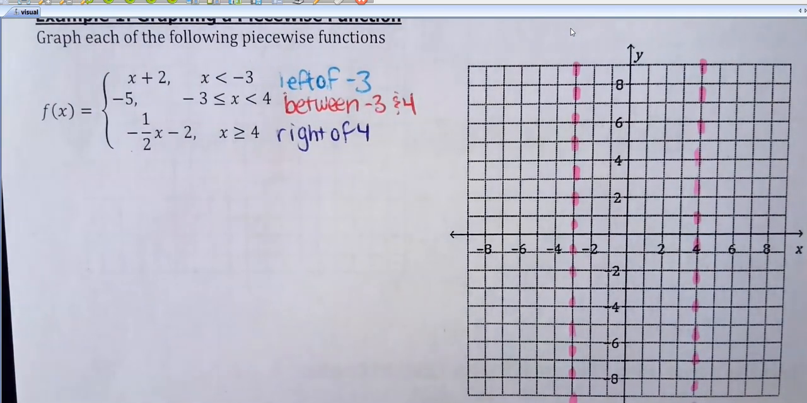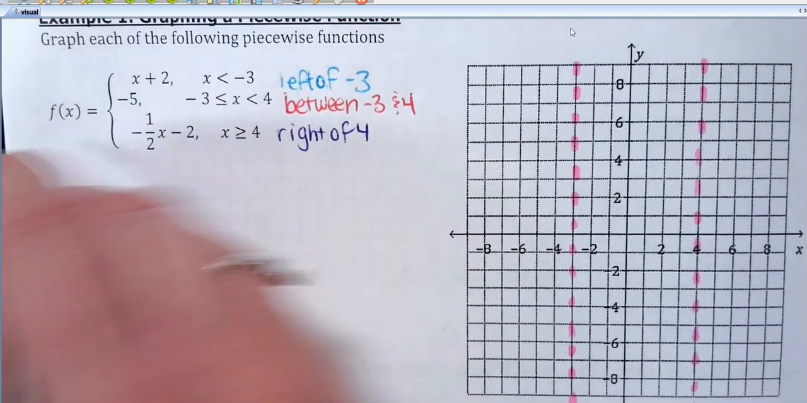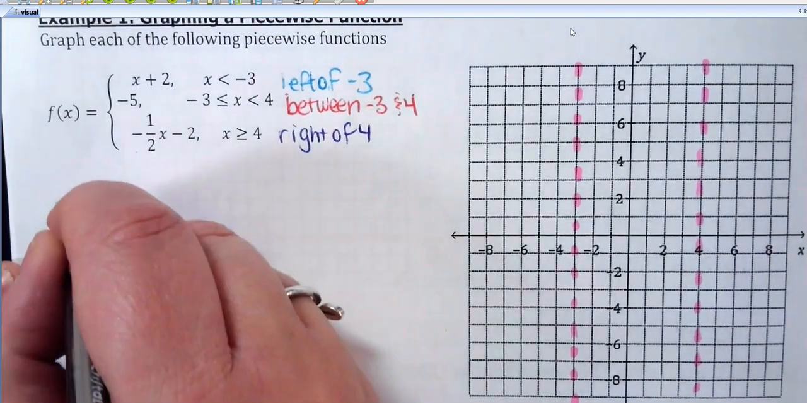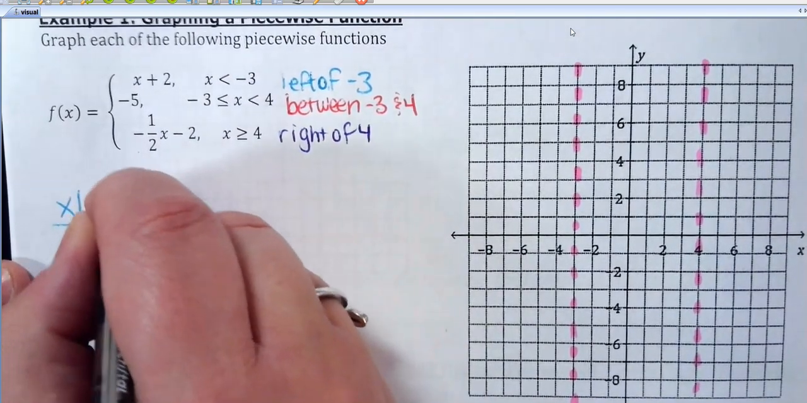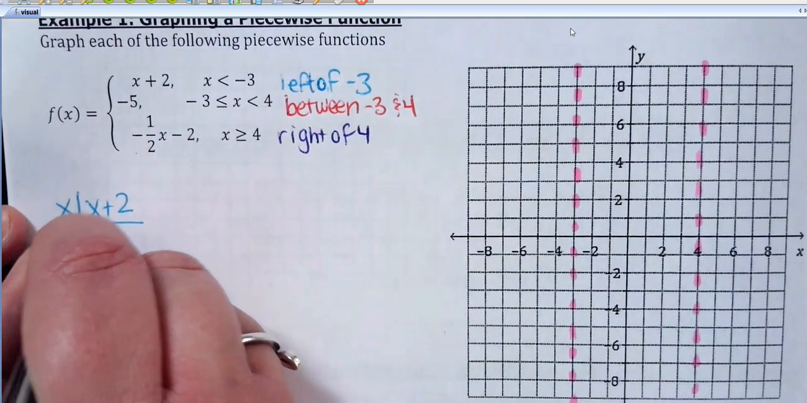Okay, now here's what I'm going to do. For the first piece, I'm going to make a little table. So I'm going to write x, and I'm going to write x plus 2, because that's the little rule for that part of the graph. What I would always tell you to do is start your little table with whatever that number is in the inequality. So that says x values less than -3. So I just start my table with -3.